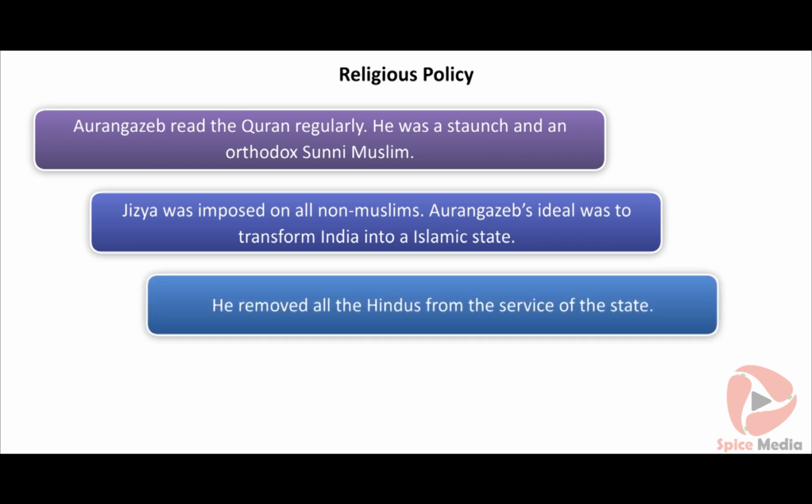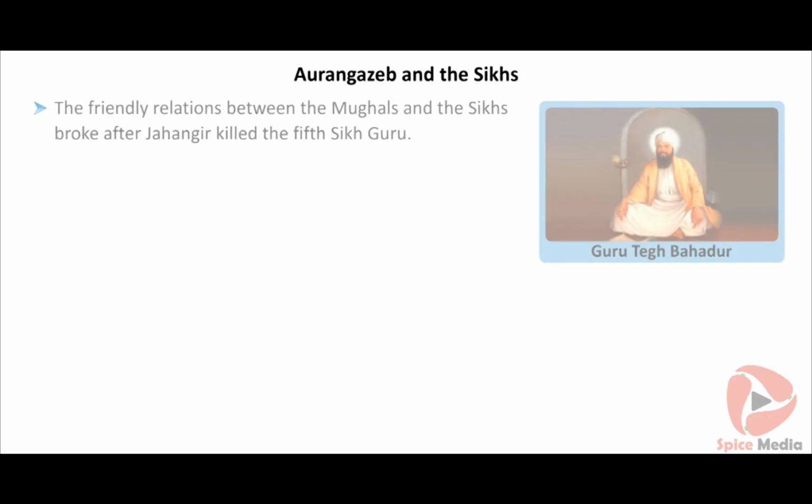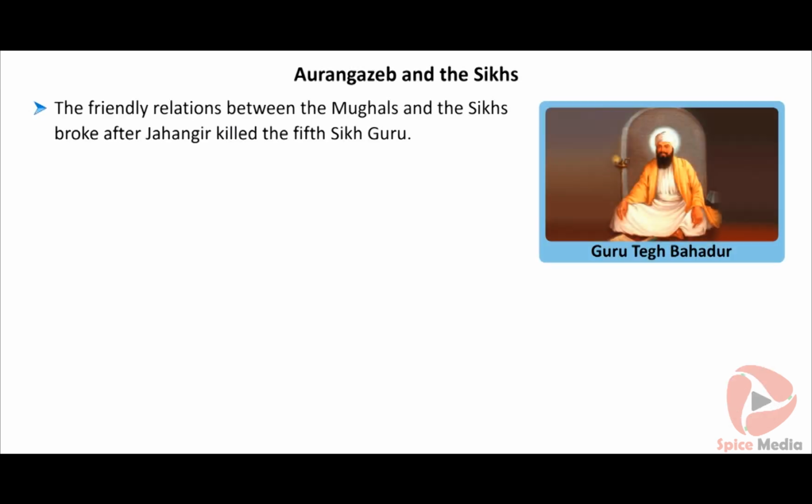He removed all the Hindus from the service of the state. This measure made him an enemy of the Rajputs, Jats, Sikhs, Marathas and Satnamis. The friendly relations between the Mughals and the Sikhs broke after Jahangir killed the 5th Sikh Guru. Aurangazeb's anti-Hindu policy further worsened the situation.